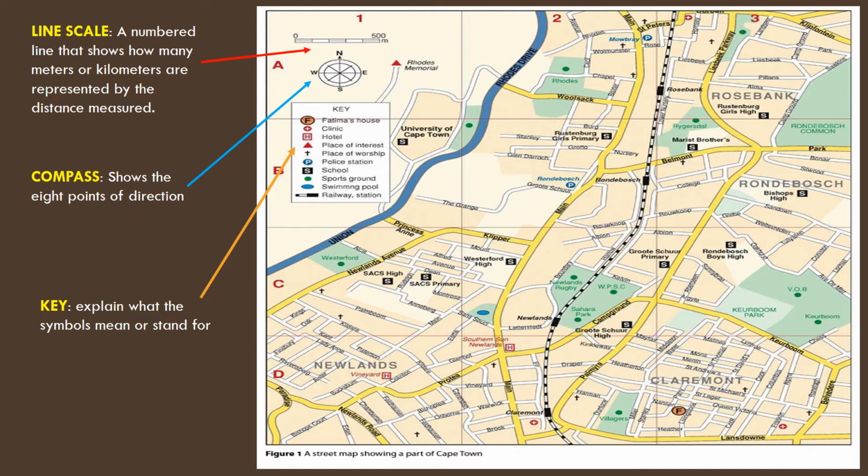Thirdly, our key. Our key explains what the symbols mean or what they stand for. And so on this map, we have a key. Our key shows us Fatima's house, a clinic, a hotel, a place of interest, a place of worship, a police station, a school, sports ground, swimming pool, a railway station.